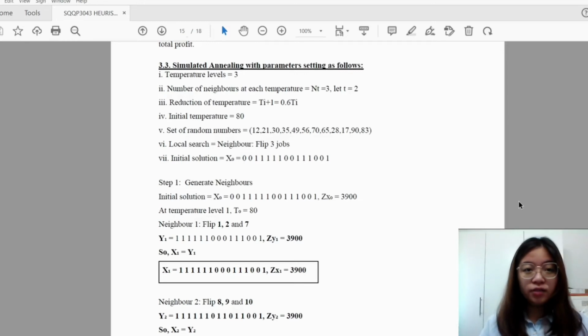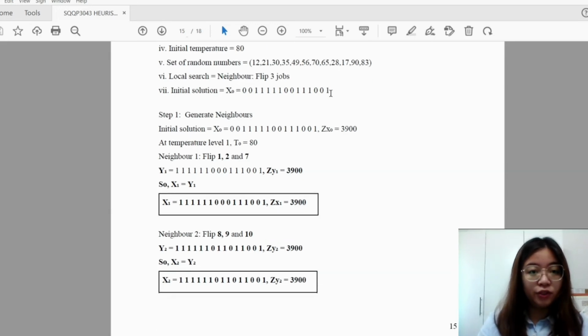Next, we use simulated annealing on the greedy solution. We use the same parameter settings as the random solutions. The temperature levels is equal to 3, the number of neighbors at each temperature is nt equal to 3, and t equals 2. The reduction of temperature is Ti+1 equal to 0.6 Ti. The initial temperature is 80, and the set of random numbers is 12, 21, 30, 35, 49, 56, 70, 65, 28, 17, 90, and 83. We will flip 3 jobs.